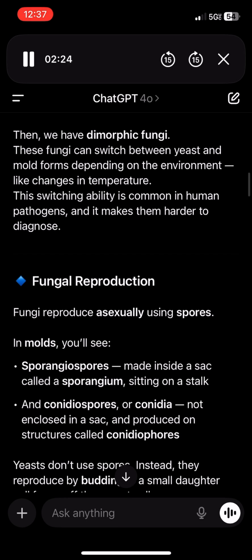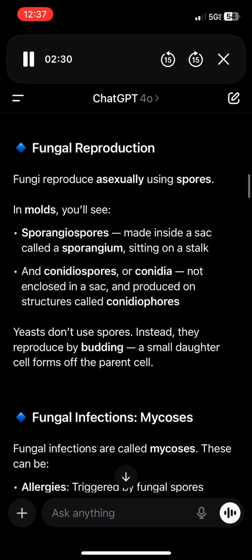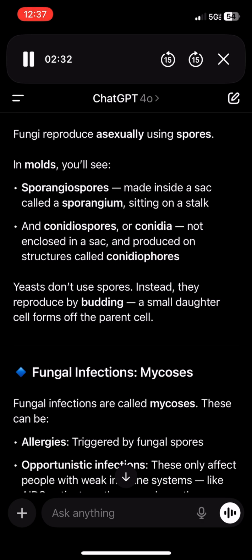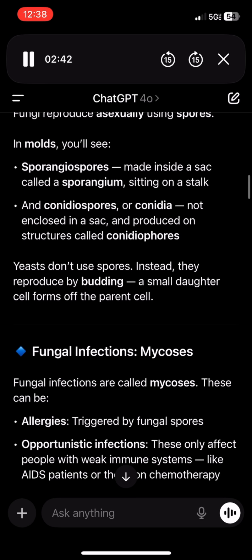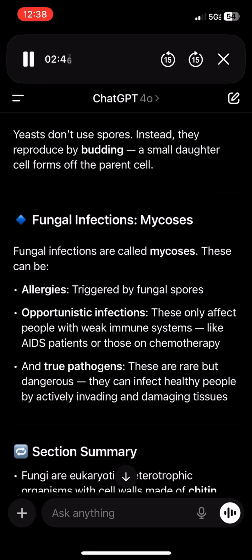Fungal reproduction. Fungi reproduce asexually using spores. In molds, you'll see sporangiospores made inside a sac called a sporangium, sitting on a stalk, and conidiospores, or conidia, not enclosed in a sac and produced on structures called conidiophores. Yeasts don't use spores. Instead, they reproduce by budding. A small daughter cell forms off the parent cell.